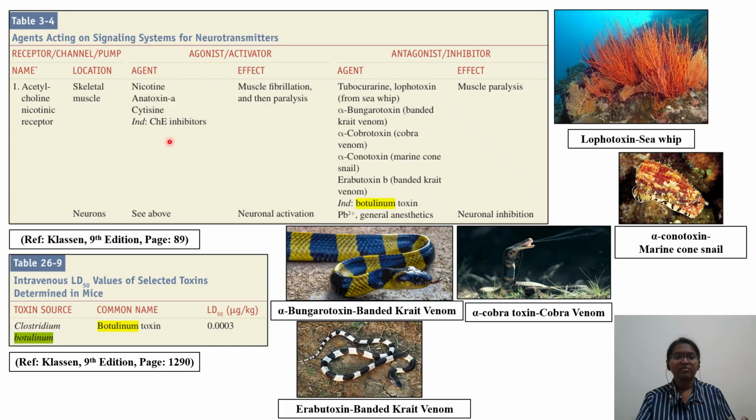Our botulism will come under this, and the effect is this: nicotine, anatoxin A, and cytisine will cause muscle fibrillation and then paralysis. Coming to the antagonist agents: tubocurarine, lophotoxin from the sea whip, alpha-bungarotoxin from banded krait venom, alpha-cobratoxin from cobra venom, erabutoxin B from sea snake venom, and botulinum. All these cause muscle paralysis. This you have to remember.